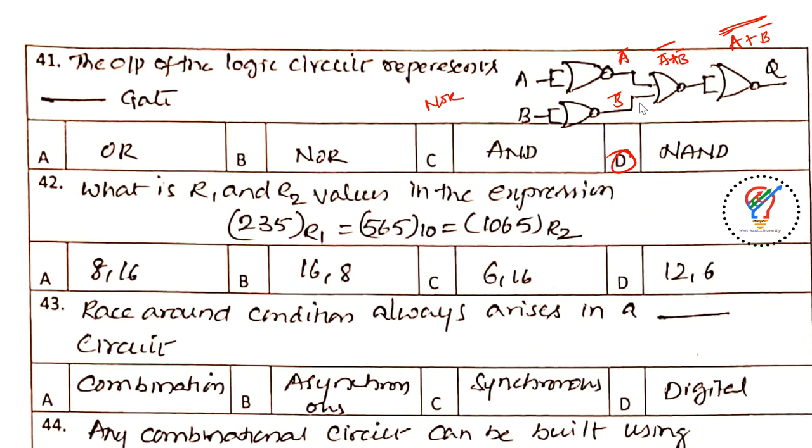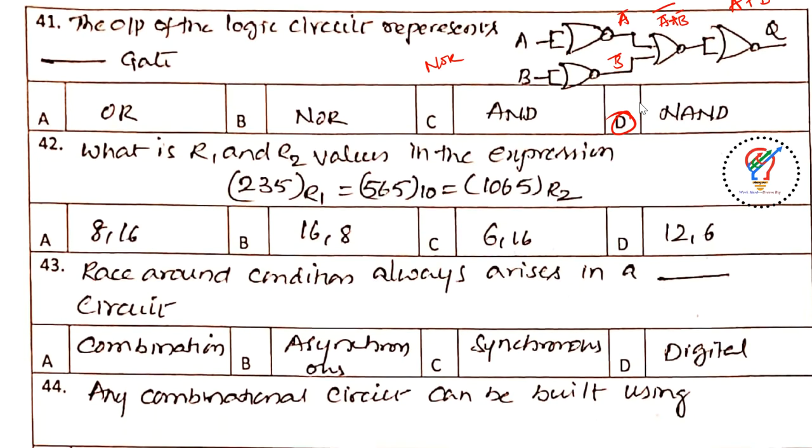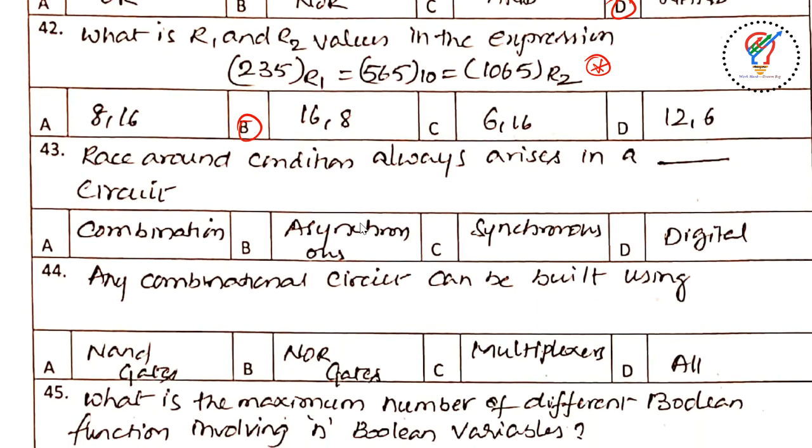Next one, what are the R1 and R2 values in the expression? This kind of problem we discussed in my previous video. So try to solve based on the concept, then you can get the answer. Okay, for the 42nd question, the answer will be B here, 16, 8. Race around condition always arises in a dash circuit. Combinational, asynchronous, synchronous, digital. The correct answer is asynchronous circuit.